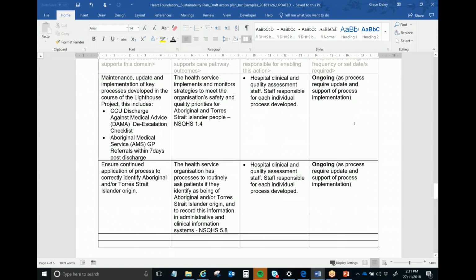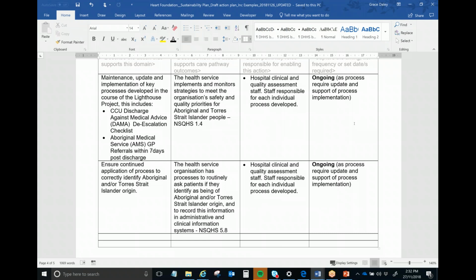The second example is around ensure continued application of process to correctly identify Aboriginal and Torres Strait Islander origin. In talking through this example, this is actually a very critical one that I'm sure many of you have talked about within your own settings, which is ensuring that people are effectively, respectfully and correctly identified when they are admitted if not before, the appropriate process, point of contact within the hospital to ensure that the relevant processes and actions and information is applied to all those being involved in the hospital.